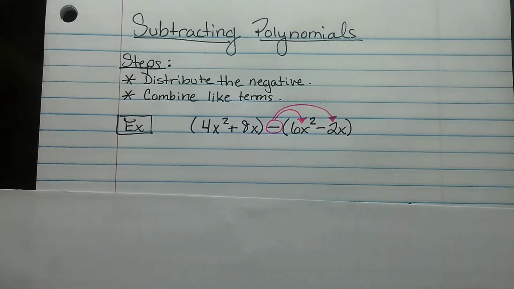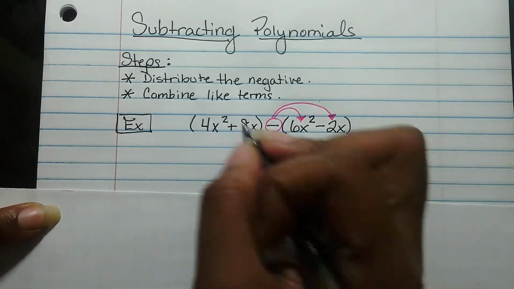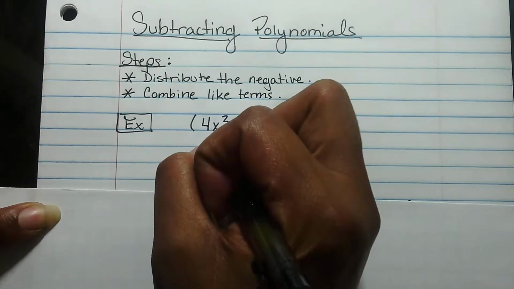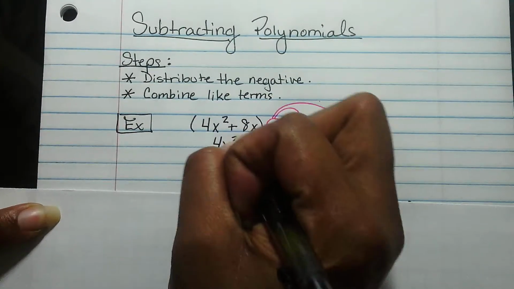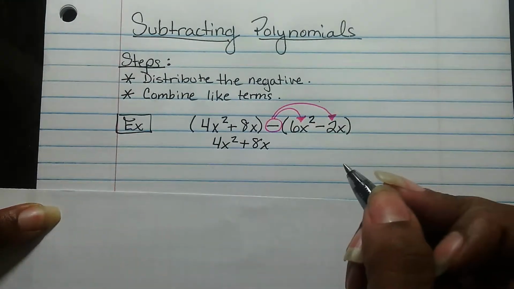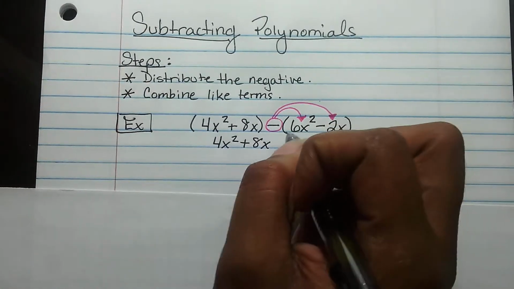So it's just drawing the arrow. Like I said, the first parentheses, nothing changes. You just basically lose the parentheses and bring everything down. 4x squared plus 8x, exactly the same as before. But now we have to distribute the negative to the following parentheses.